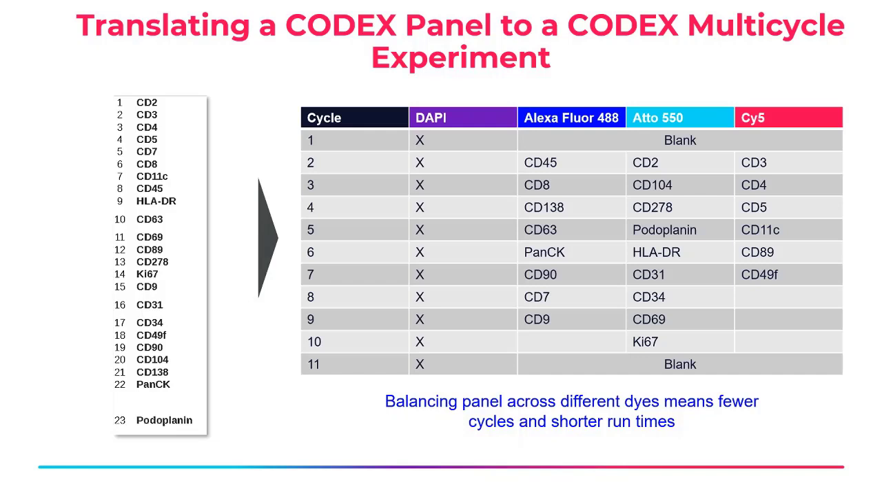So cycle 2 will reveal CD45, CD2, and CD3, and cycle 3 will reveal CD8, CD104, and CD4, and so on. In cycle 10, since we have fewer 488 and Cy5 reporters in our panel, these positions are left empty. Balancing your panel across the different dyes means that you can run fewer cycles and have shorter overall run times.